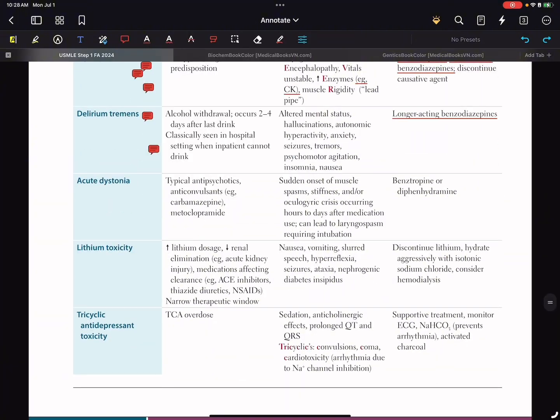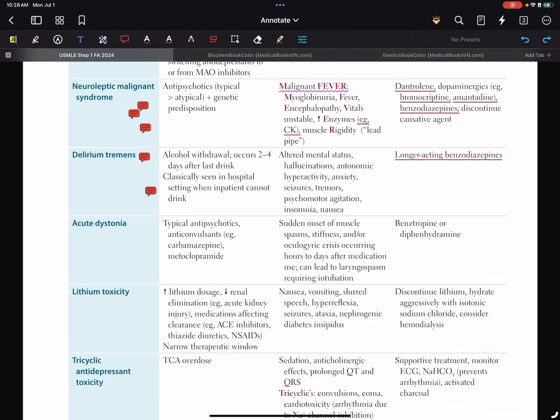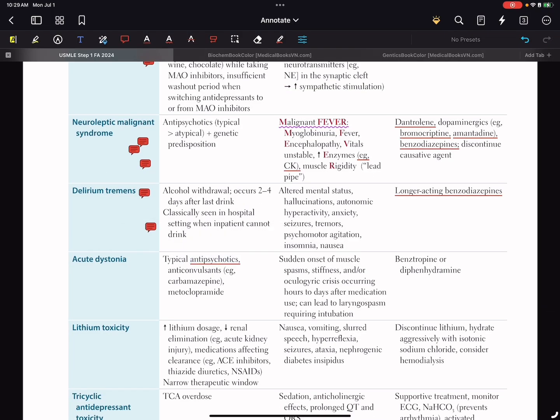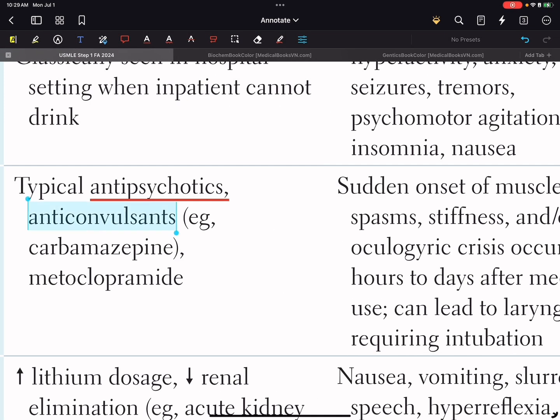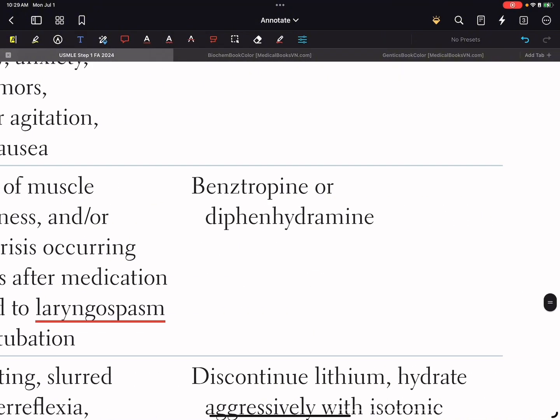Acute dystonia: typical antipsychotics, anticonvulsants such as carbamazepine, and metoclopramide will cause acute dystonia. Sudden onset of muscle spasm, stiffness, and or oculogyric crisis occurring hours to 2 days after medication use can lead to laryngospasm requiring intubation. Treatment for acute dystonia is benztropine and diphenhydramine, so easy.